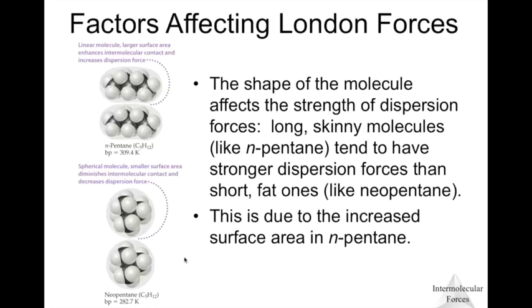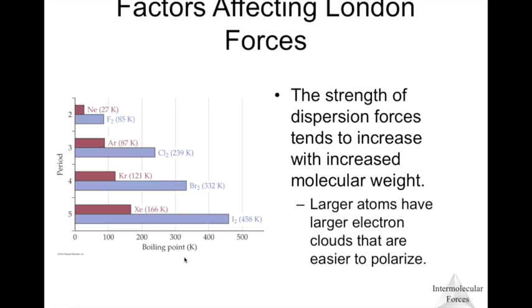Also, the dispersion forces tend to increase with increased molecular weight, so basically the larger the atom, the electron clouds are larger and are also easier to polarize. So if we're looking at, for example, your noble gases, as we move down the periodic table, their boiling points are increasing, and same thing with your halogens. They get greater and greater boiling points because they're much, much larger, so they're getting increased intermolecular forces, which increases their boiling point and decreases the likelihood to separate those molecules.